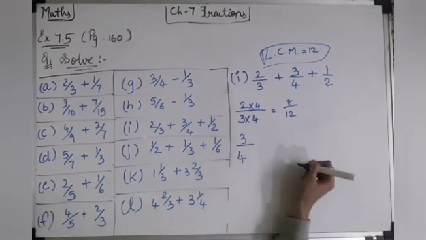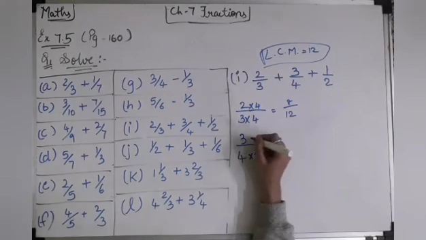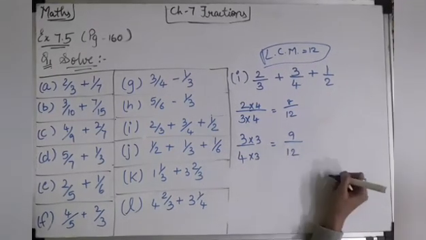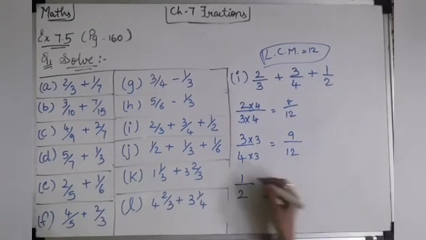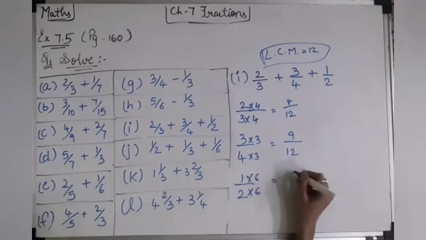3 upon 4. By which number I will multiply? 4, so I will get 12 by 3. 3 3s are 9 and 4 3s are 12. Then come to next fraction, 1 upon 2, it is written. So I will multiply by 6. So I will get 12 in the denominator. So in numerator also I will multiply by 6. 1 6 is 6 and 2 6s are 12.